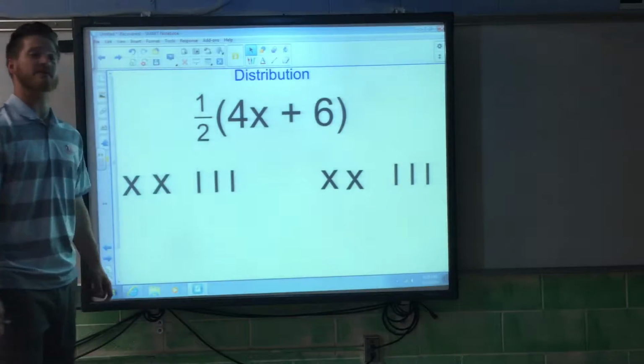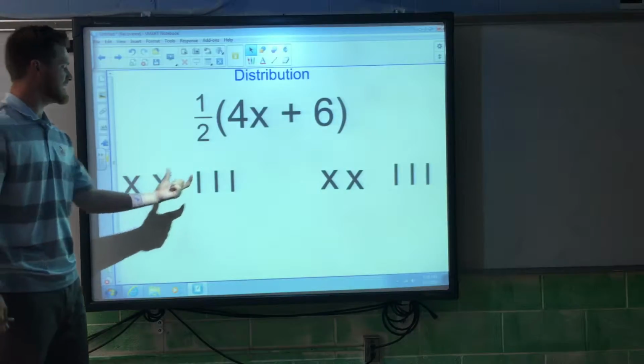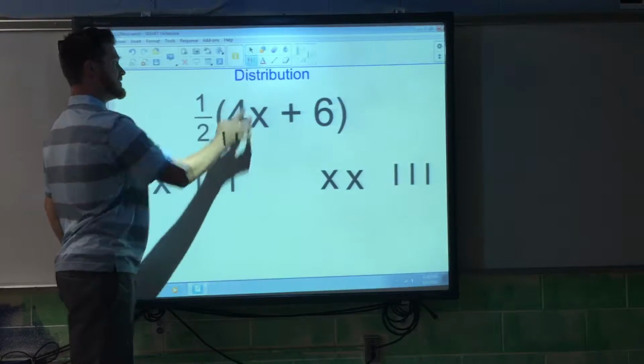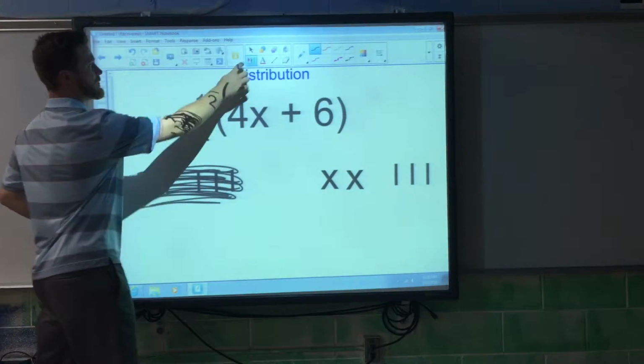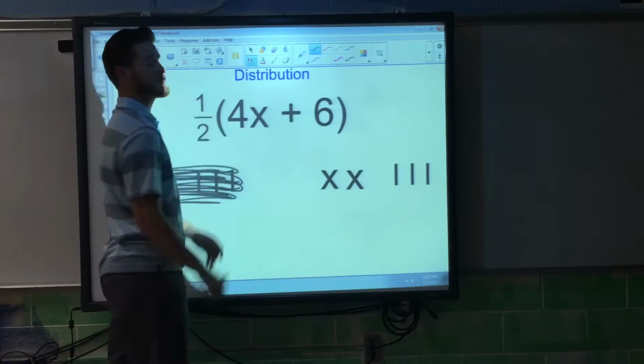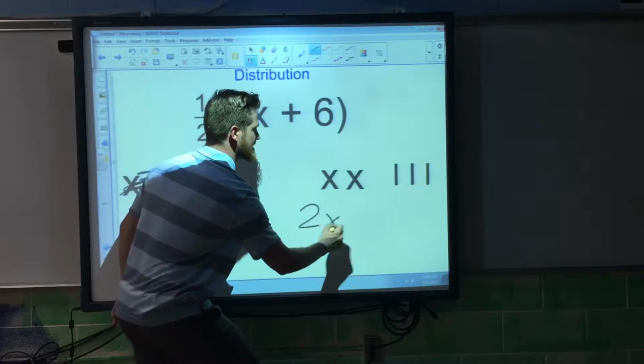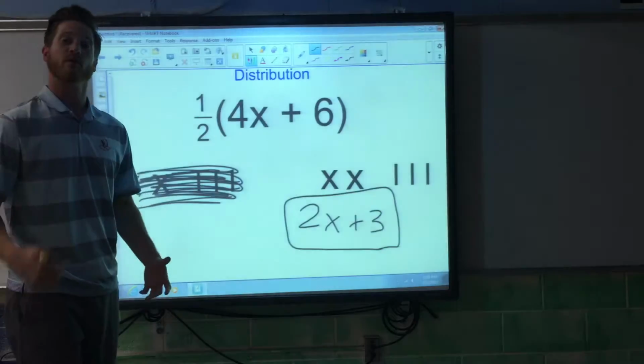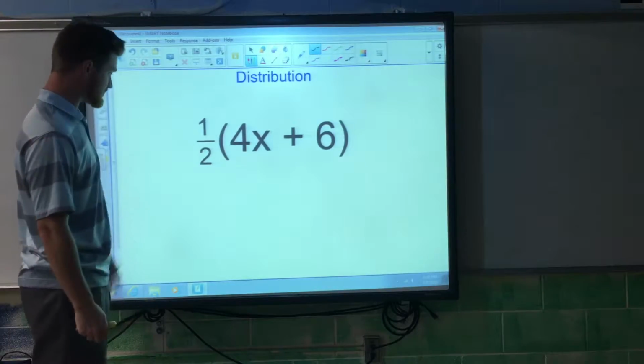We would have 2 even groups. 2x and then 3 1s. 2 x's and 3 1s. Now, we're just taking half of it, so we don't need this over here, which means 1/2 of this group would be 2x plus 3. Now, remember that number? We're going to do it with multiplication.